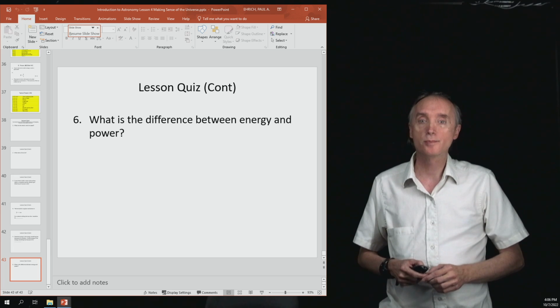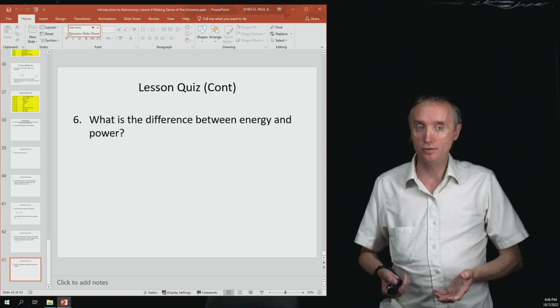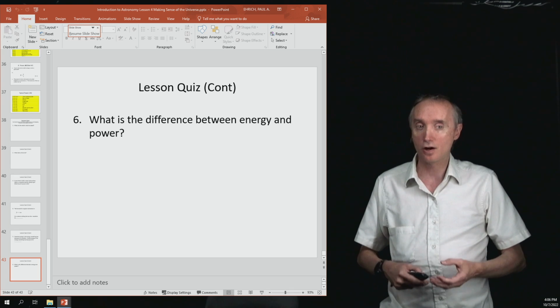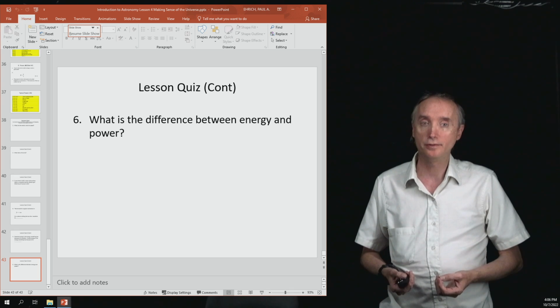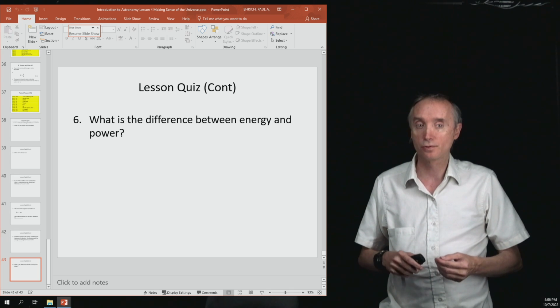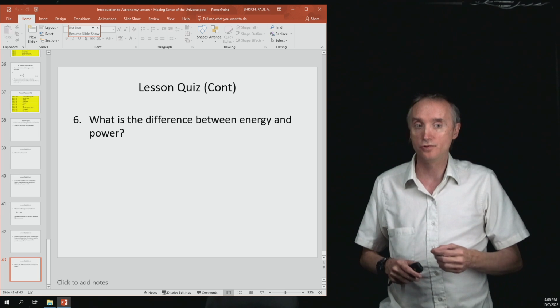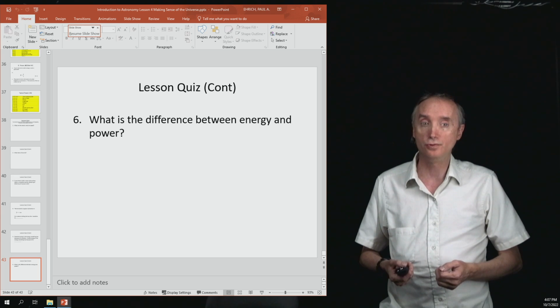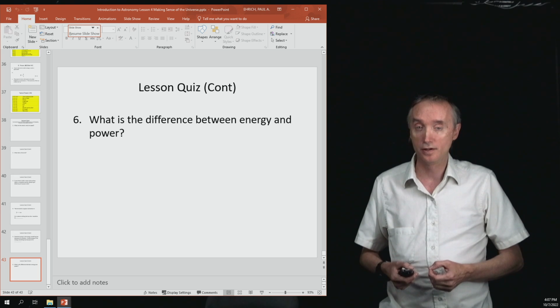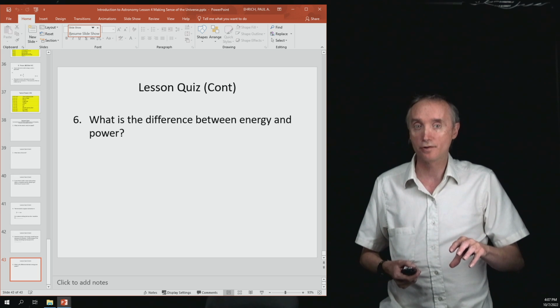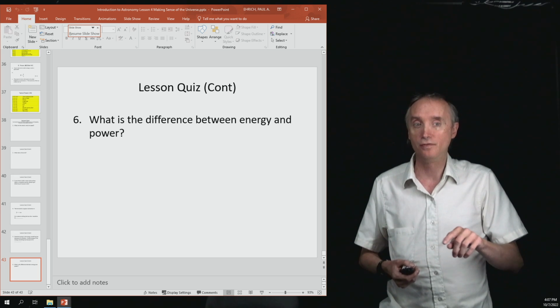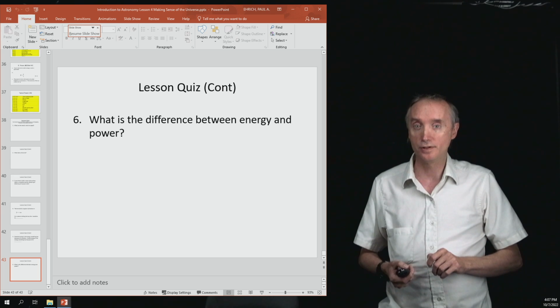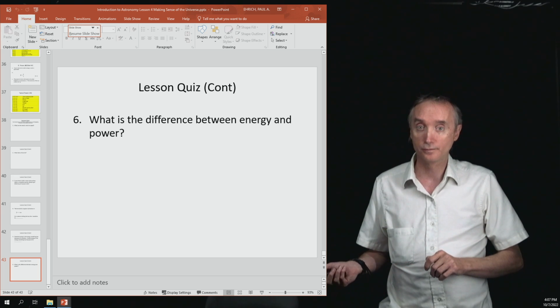Then what is the difference between energy and power? So energy is that thing that you give something that causes it to change in some way, and then power is the rate at which you either generate energy or it could be the rate at which you use up energy. So it would be the energy that's generated or used up divided by the amount of time it takes to do it in.